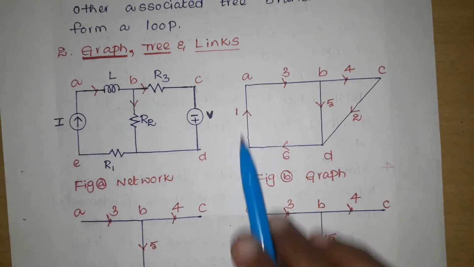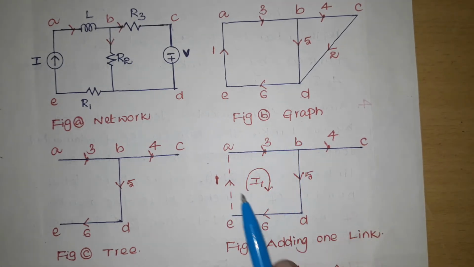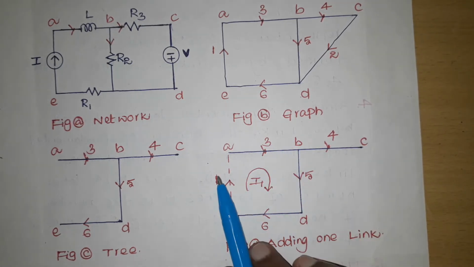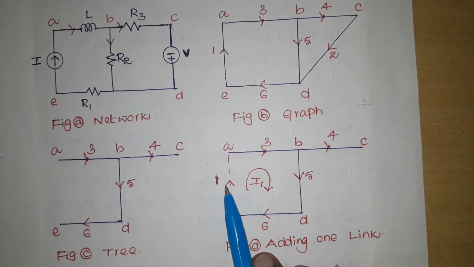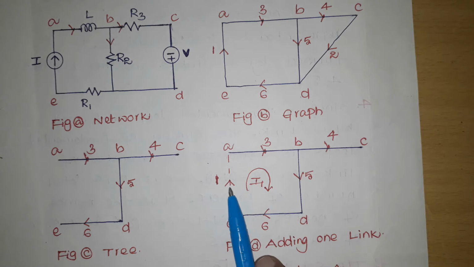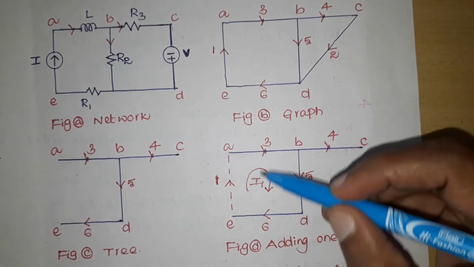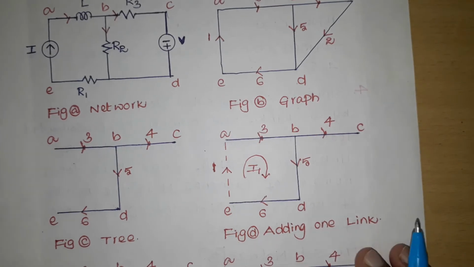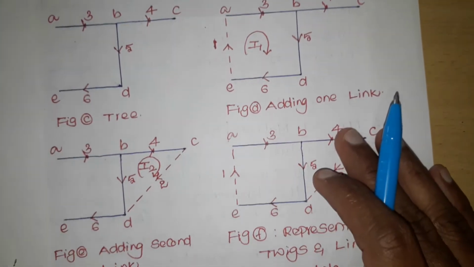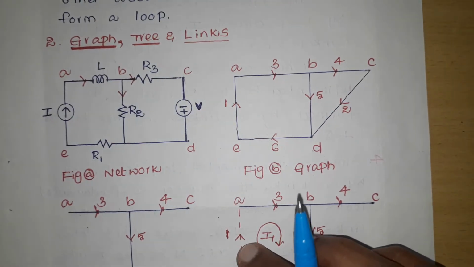So if you add link 1, there is a path for the current. Let I1 be the current flowing in this element, because for the first branch, I am taking the current as I1. The direction of the current should be in the direction of the branch. So branch current should be in the direction of the branch. Here the current in this branch is in this direction, so that's why I am taking I1 in that direction.